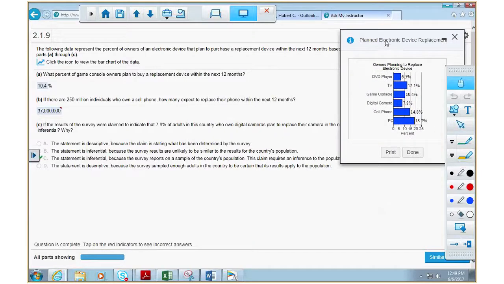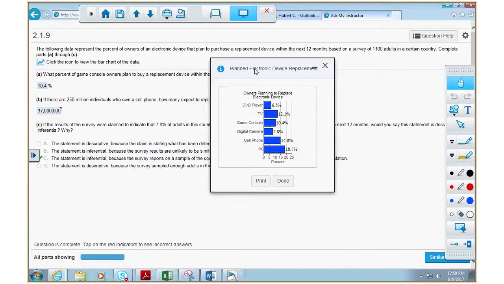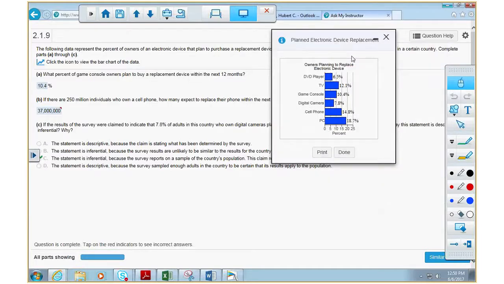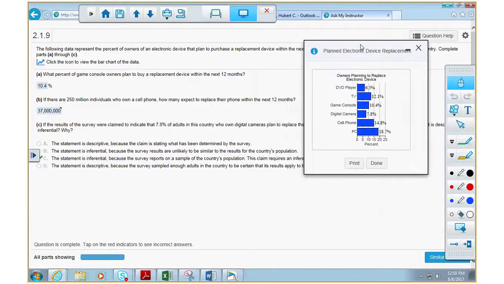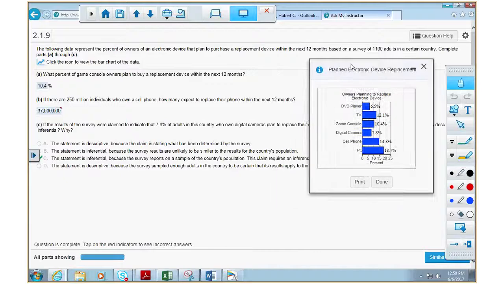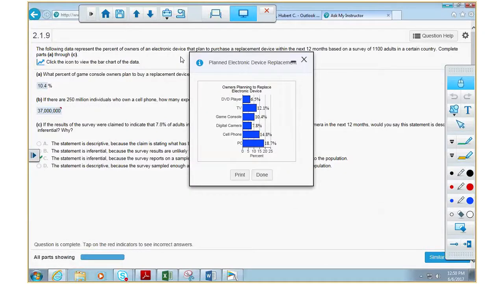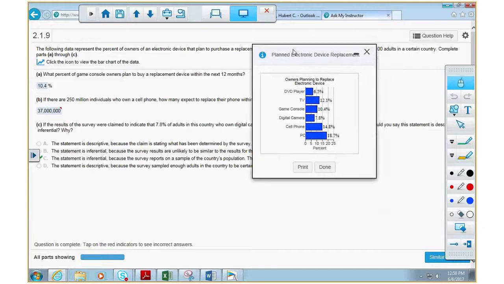Okay, there's the chart. This is kind of like a pie chart. Remember me telling you to be able to do a pie chart? Well, this is kind of like a pie chart. What percent of the game console owners right here buy a replacement device within the next 12 months? Well, how many is the total? 1,100 what? Adults. So take your calculator out. Let's pull up our calculator.